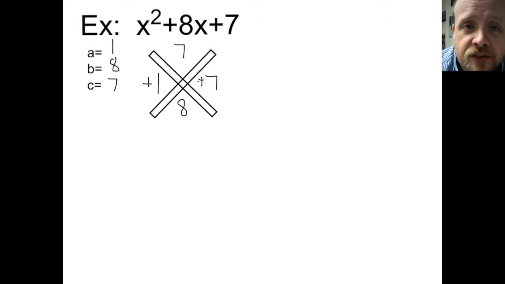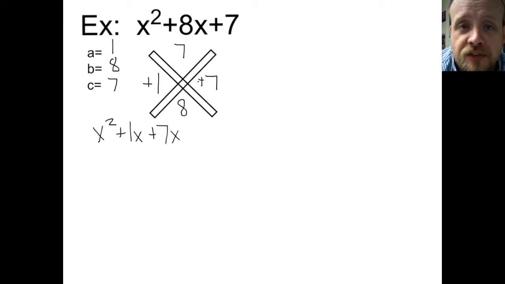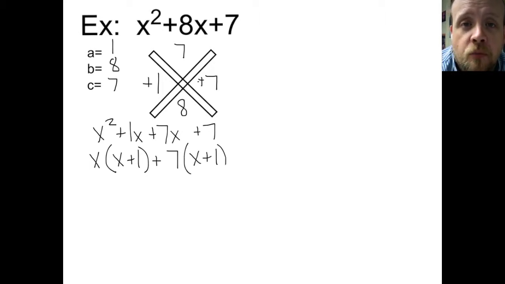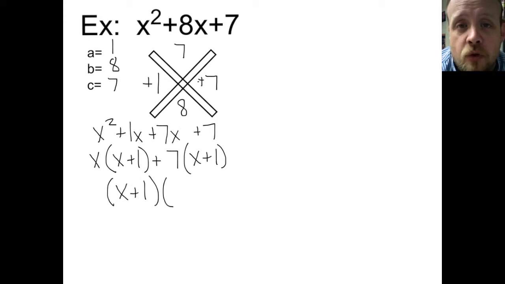So we take these and we'll factor and build our equation. So we get x squared plus 1x plus 7x plus 7. And we can factor by grouping, pull out an x. We get x times x plus 1, and then we get 7 times x plus 1. We pull out our GCF of x plus 1, multiply by what's left, we get x plus 1 parentheses x plus 7. So those are our factors of the actual equation.